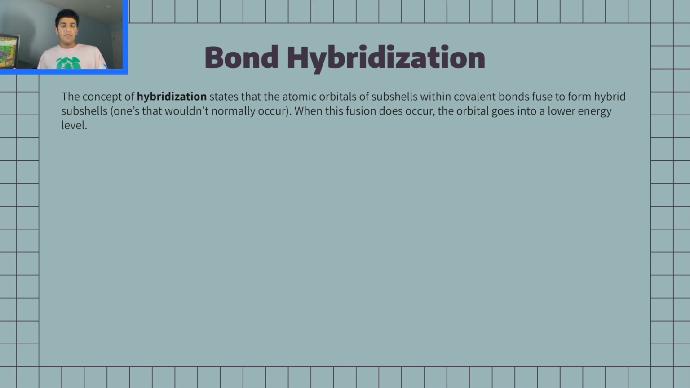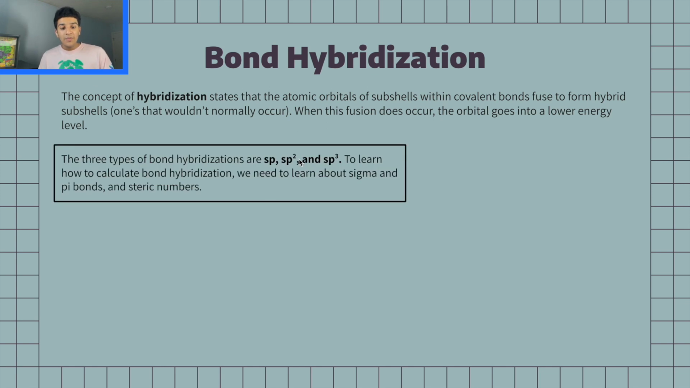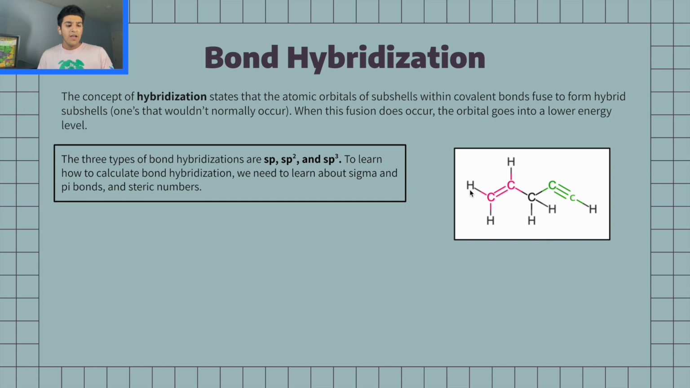In the case of AP chemistry, the only 3 hybrid orbital formations we go over are sp, sp2, and sp3. And in order to calculate the bond hybridization of a specific atom in a molecule, we need to learn what a sigma and pi bond is. So I've used this image to demonstrate what a sigma and pi bond is.